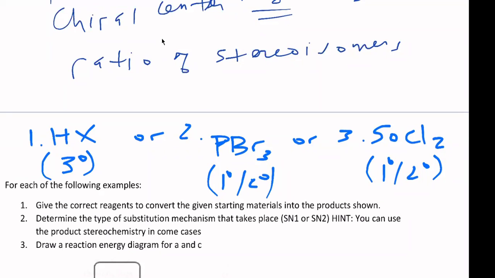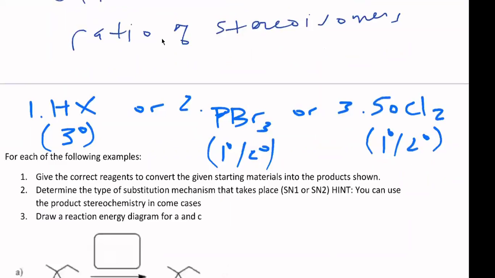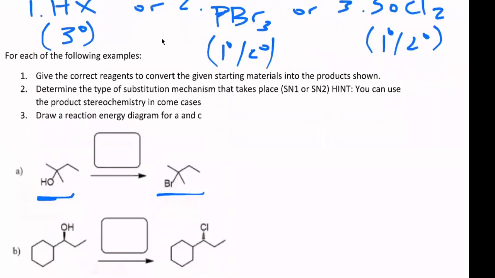So if HX is specific for tertiary alcohols, then that's what we got to use, right? Because this is a tertiary alcohol. So we would use, in this case, HBr.